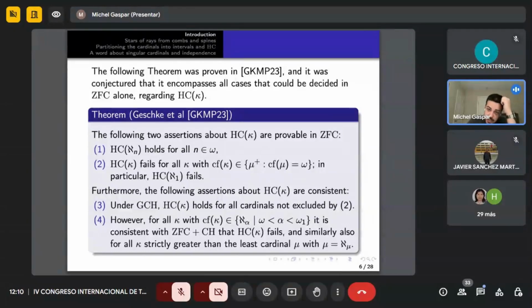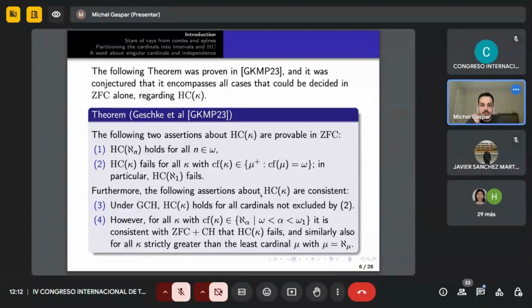Geschke and these other guys, they conjecture that they had proved all the ZFC cases for Halin's conjecture. And I think this is quite surprising, because these really are provable statements about the Aleph function. And they prove that whenever n is in the naturals, but it's actually n bigger than 2. So for Aleph 2, Aleph 3, Aleph 4, we can actually find this structure, the star of rays, but it always fails for cardinals whose cofinality is a successor of another cardinal of countable cofinality. So for instance, Halin's conjecture fails for Aleph 1, even though it holds for all the other Aleph n's, okay?